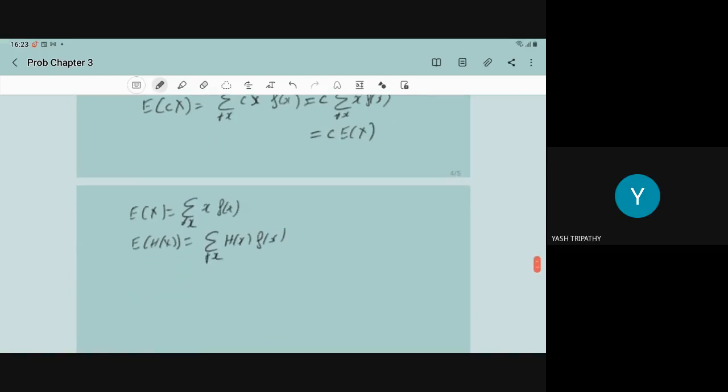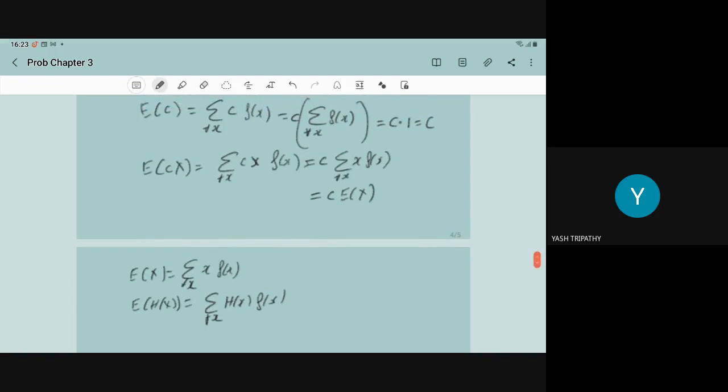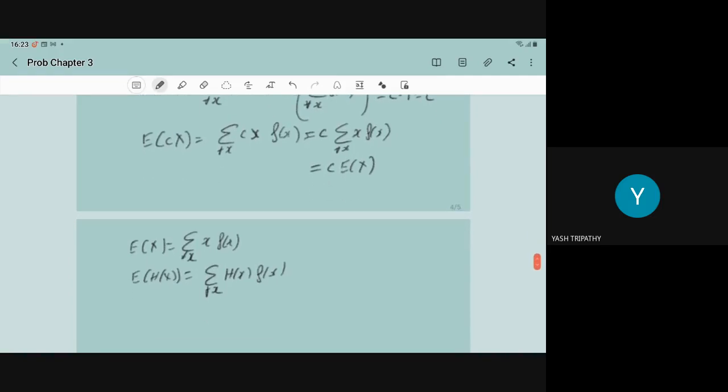Sir, why did you write C inside the function? For E of Cx, we wrote Cx into Fx. Why not F of Cx? No, actually I have told you that now.